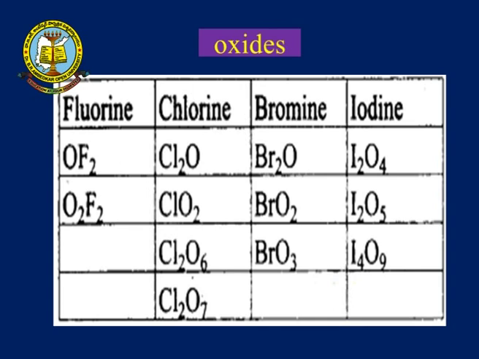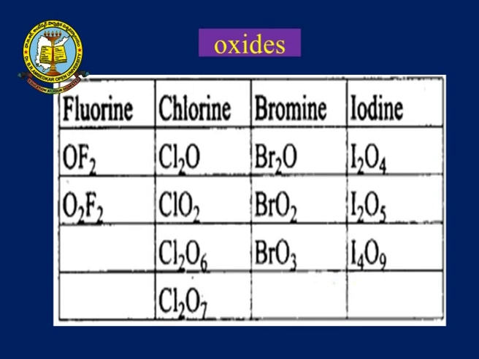And the next one is oxides. The 7th A group elements, the halogens, react with oxygen to give 4 types of oxides. The oxides mean the elements react with oxygen. Suppose you take fluorine, when it reacts with oxygen it gives only 2 types of oxides. One is fluorine monoxide and the second one is fluorine dioxide. So, OF2, O2F2, right? These 2 oxides.